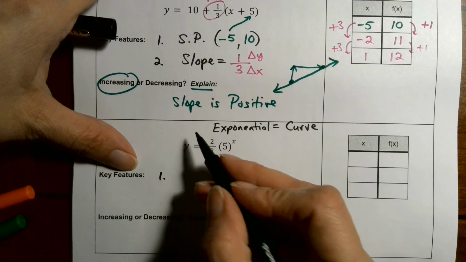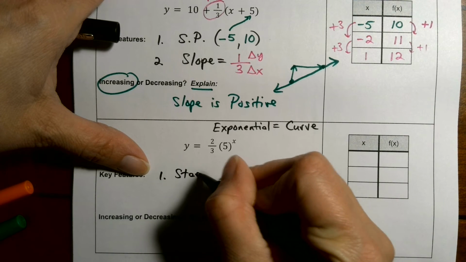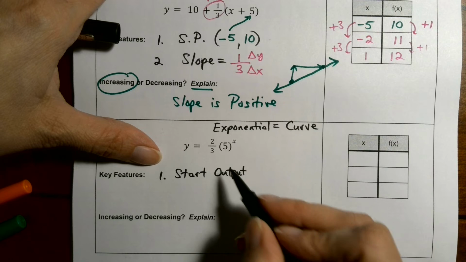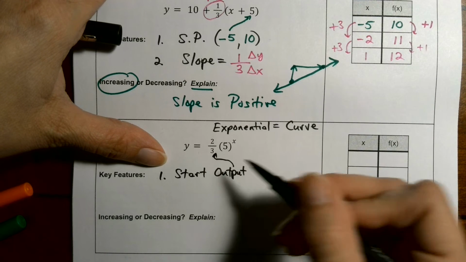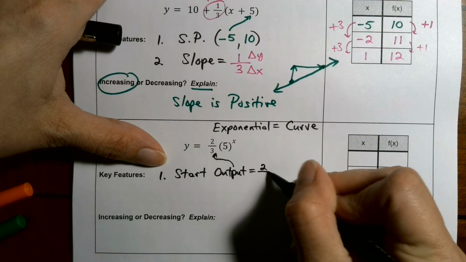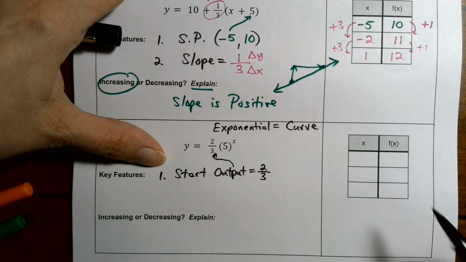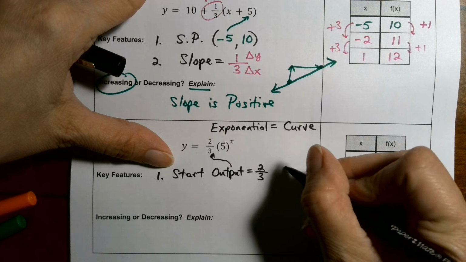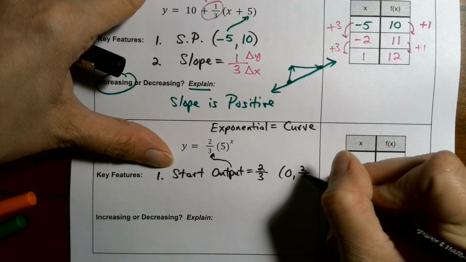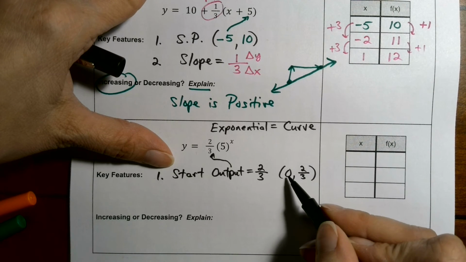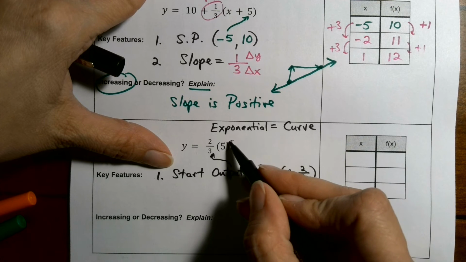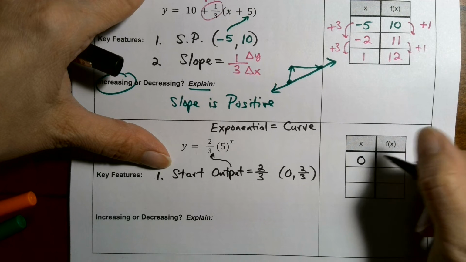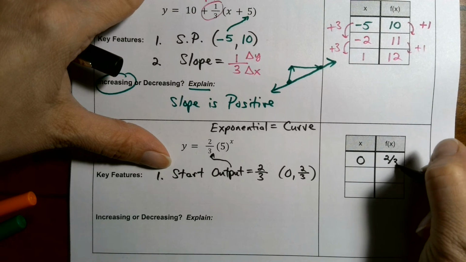You could say starting point, or some people like to just say the starting output. The starting output is always this value right here. So the starting output is 2/3. Some people like to say the full starting point, and that would be 0, 2/3. The reason x is a 0 is because there's no value by x. So in this table, you have 0 and you have 2/3.